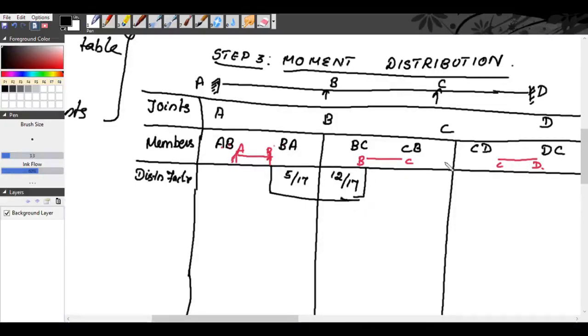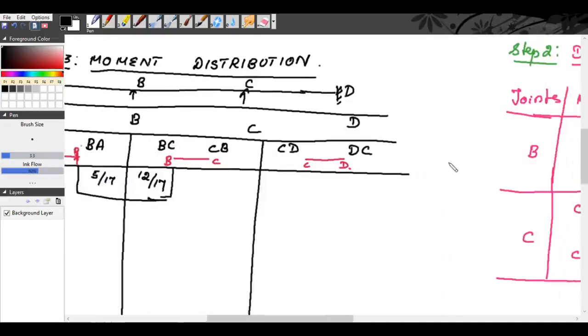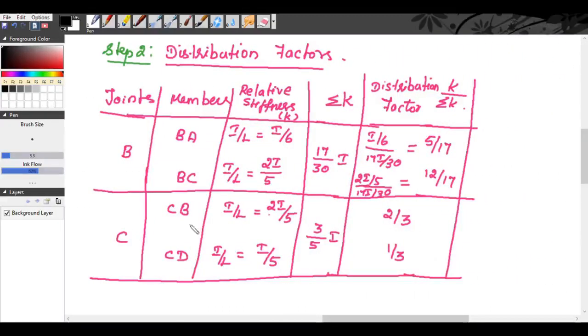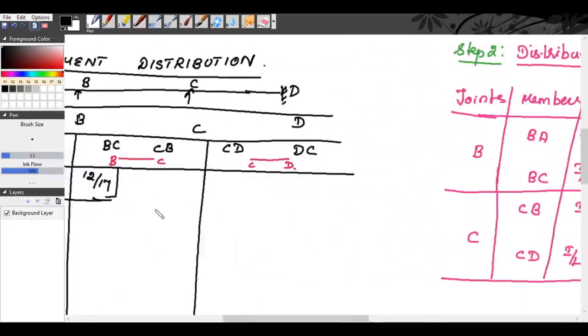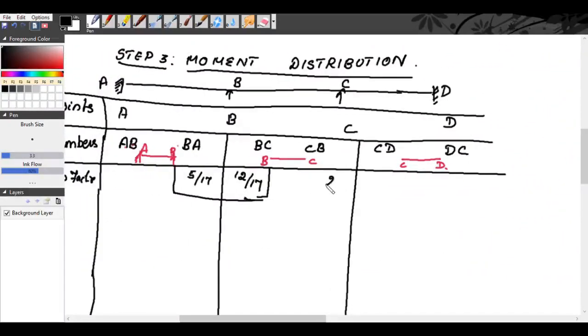Now, at joint C, what are the distribution factors? For CB, the distribution factor is 2 by 3. For CD, the distribution factor is 1 by 3. So the distribution factors are 2 by 3 and 1 by 3.